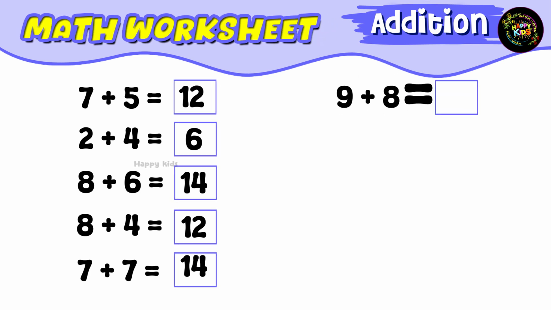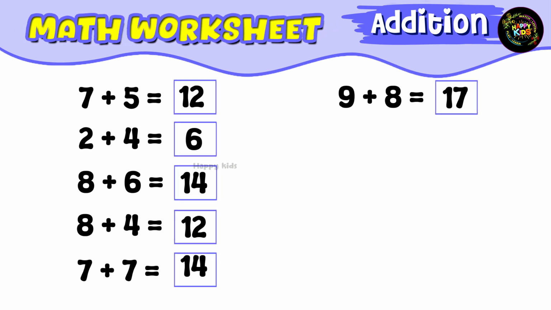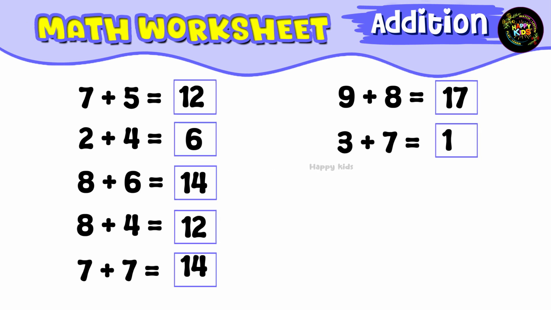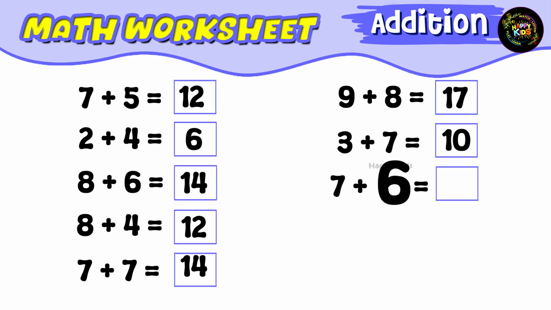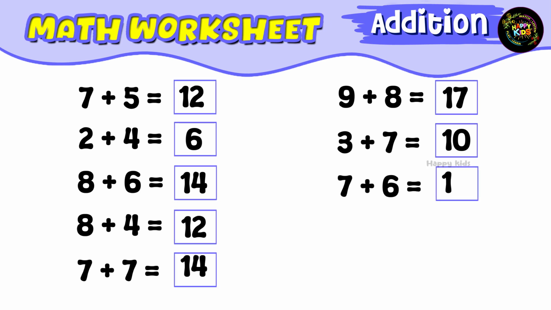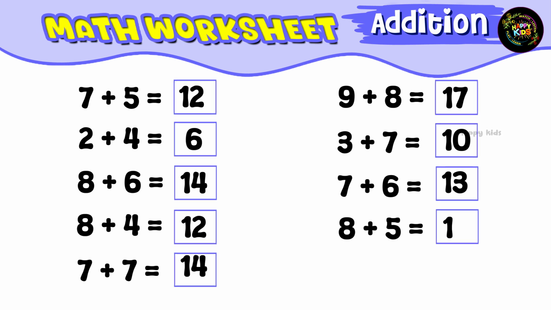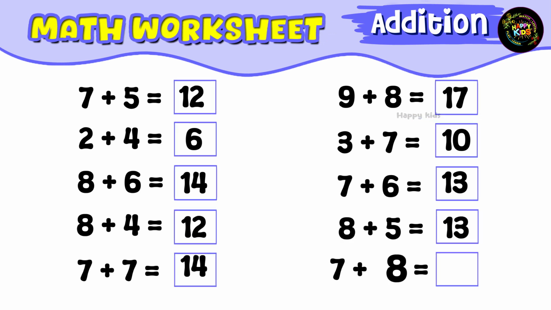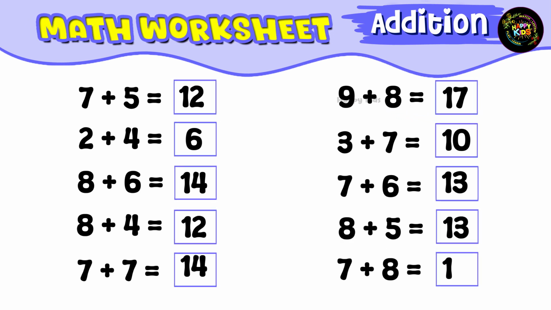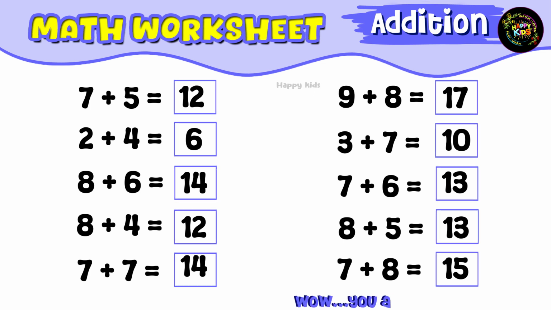9 plus 8 is equal to 17. 3 plus 7 is equal to 10. 7 plus 6 is equal to 13. 8 plus 5 is equal to 13. 7 plus 8 is equal to 15. Wow, you are great.